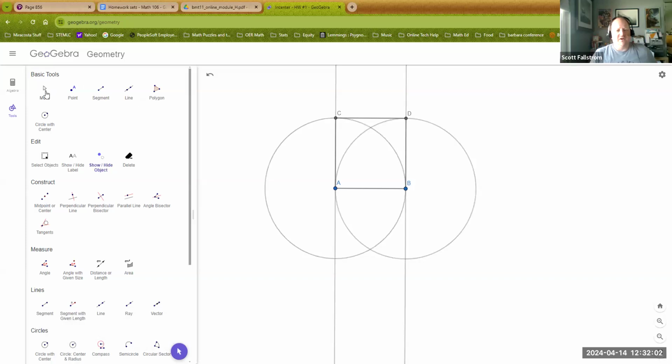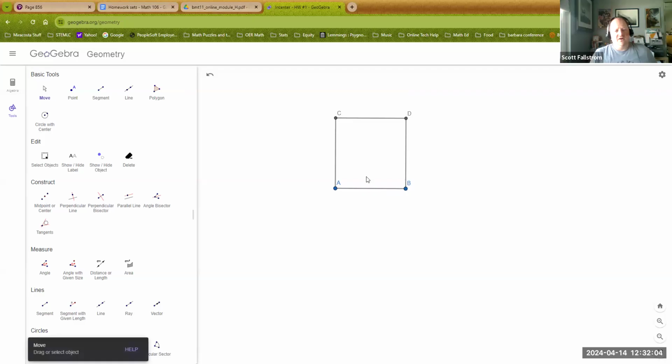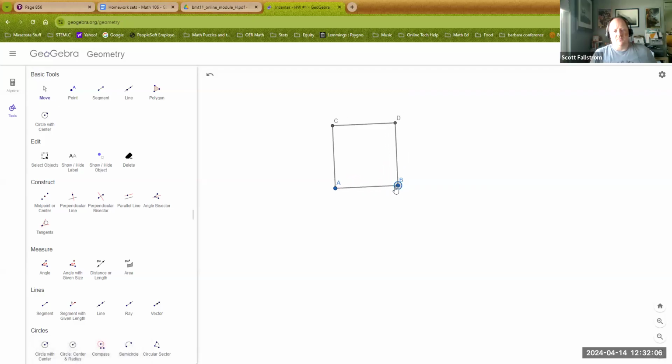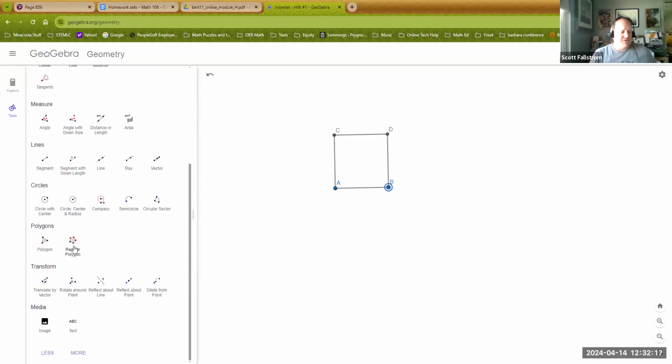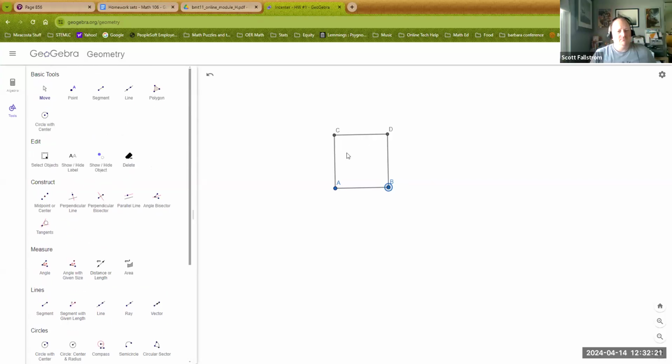Okay, let's take a look at what we have now. We've got a square, and I can move my square with A or B. Notice C and D are not in blue. That's because I cannot just randomly move them. Yes, for this example, I could have chosen a regular polygon. I chose not to. I wanted to show you how to create it.